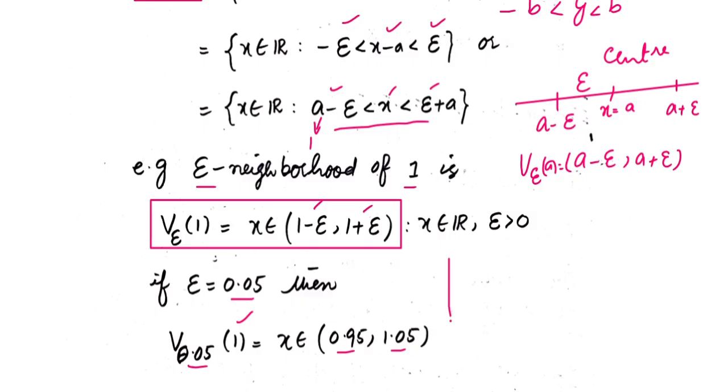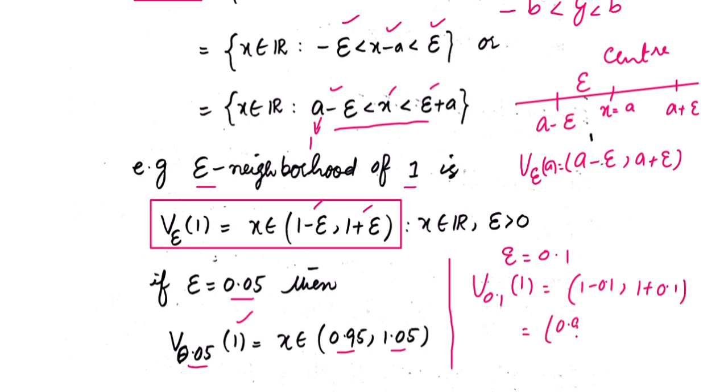You can find infinite neighborhoods of 1. For example, if you take epsilon is equal to 0.1, another epsilon neighborhood of 1 is 1 minus 0.1 to 1 plus 0.1. This is equal to 0.9 to 1.1. So this is another epsilon neighborhood of 1. You can notice that in both of the neighborhoods, the center of the interval is 1.